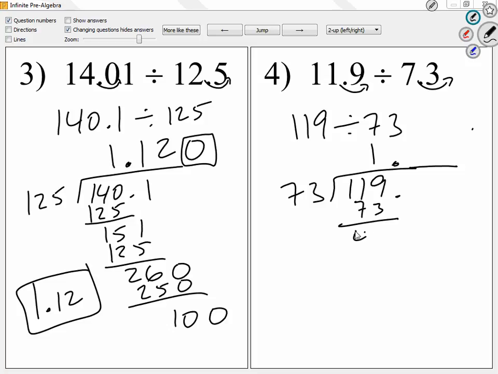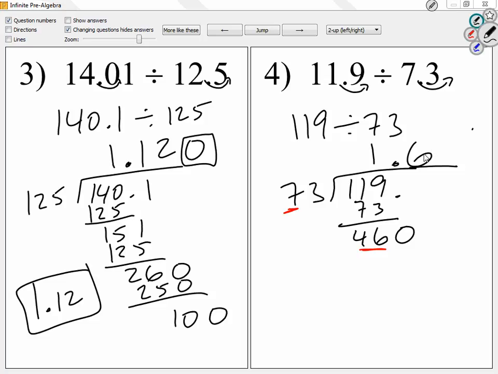46, yes. So you continue, add a 0. How many times is 73 going into 460? To make it easier, look at the first number, 7, and look at the first 2. So you're thinking, how many times is 7 going into 46? Right, that's just a way to help to kind of think about it.